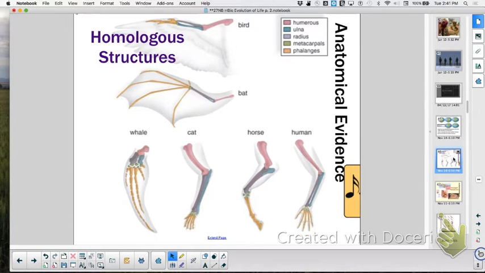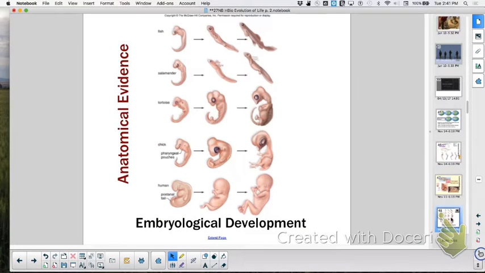Embryological. Yeah. And so in embryological, you compare embryos, right? And the more similar the embryos are to each other, the more likely they have a common ancestor. Also, you can look at embryos, and it's kind of like evolution on fast forward. Yeah, fast forward. What would be the next one, I would say?